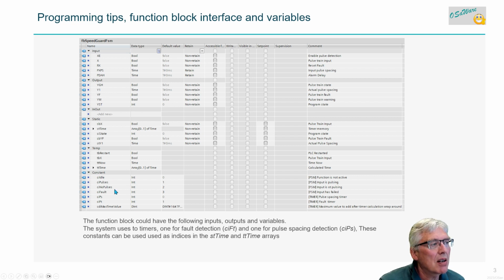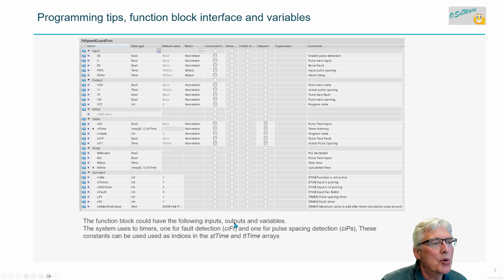There's no pulses and there's fault. So the pulses, and then the pulses stop because we don't get the pulses. We have the fault. The no pulses will wait, and then we get fault. And then we have an index for the timers. We have the pulse spacing timer and our fault timer. We have 2 timers. And this maximum timer value that we use to wrap our program.